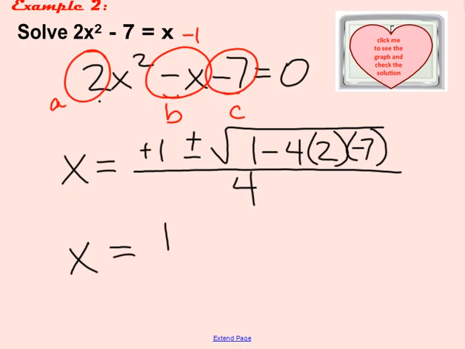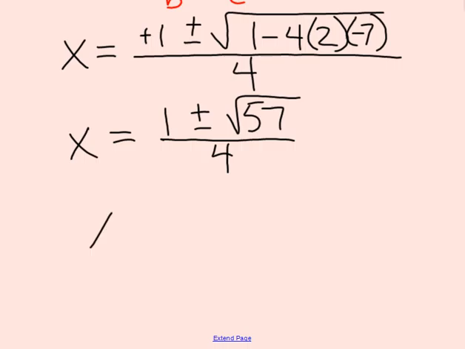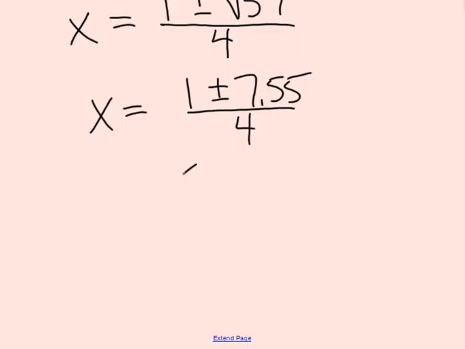X is equal to 1 plus or minus the square root of 57, unfortunately, one that does not come out even, over 2a. When it does not come out even, you're going to want to go ahead and round it probably to about the hundredths place. So we'll take the square root of 57. Square root of 57 is approximately 7.55. So we have x is equal to 1 plus or minus 7.55 over 4. Final answer.